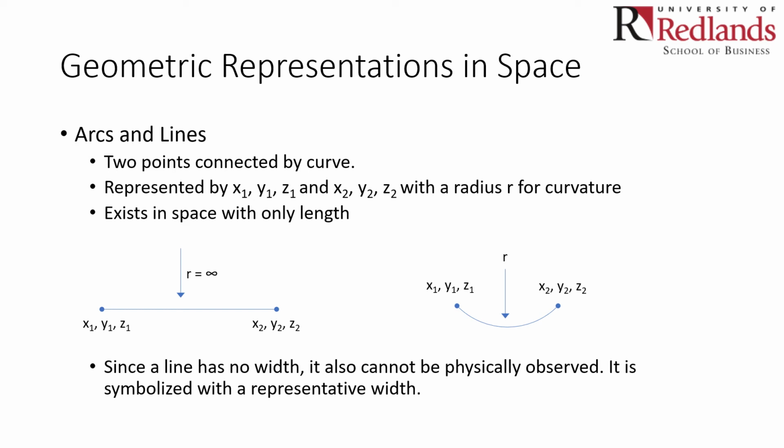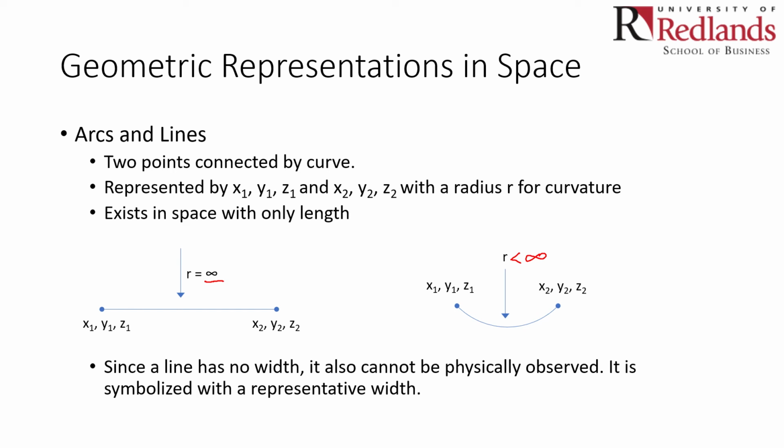Of course, arcs and lines, they are 2 points that are connected by a curve. This is represented by x1, y1, z1, for the first point, and then x2, y2, z2 for the second point. And then there's some radius r for curvature. So mathematically speaking, we have r is equal to infinity. We end up with this straight line, right? And then if r is less than infinity, right, then we end up with some form of curve, right?